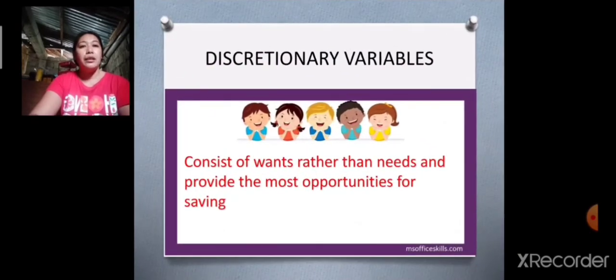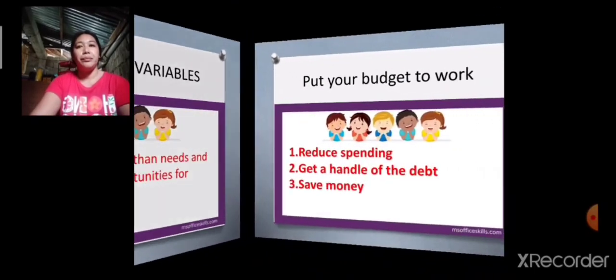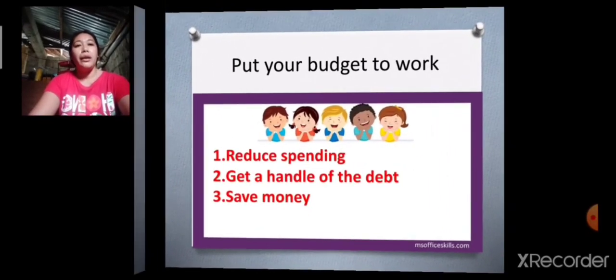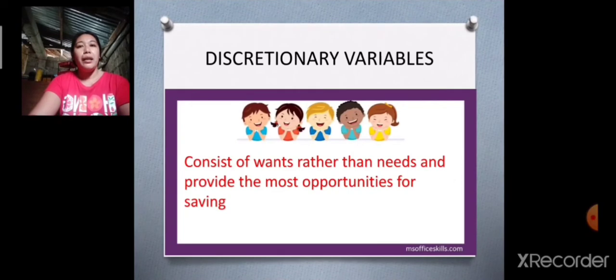Third type is discretionary expenses. This consists of wants rather than needs and provides the most opportunities for saving. Discretionary is limiting in buying which is not important, na you will say to yourself na huwag muna at may magagamit pa. Kapag nakaluwag-luwag, then doon ka na bibili or i-mine mo ito.